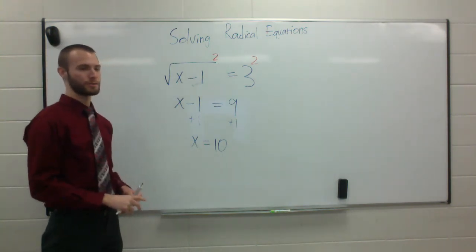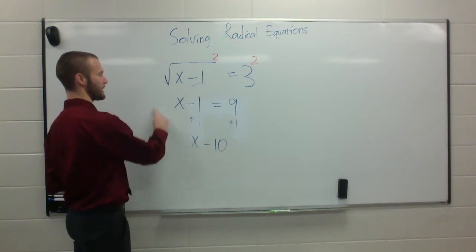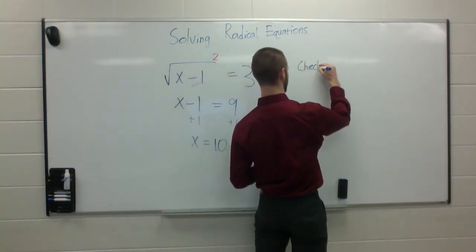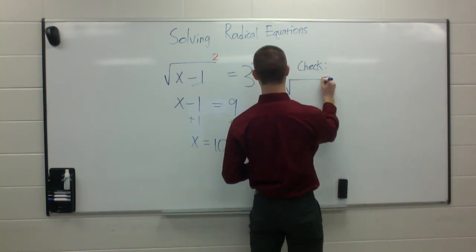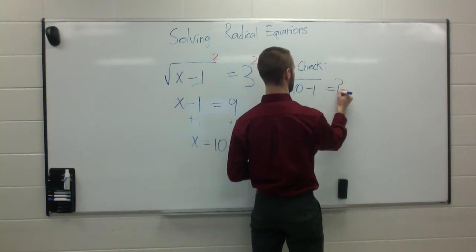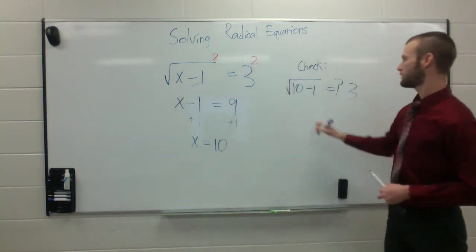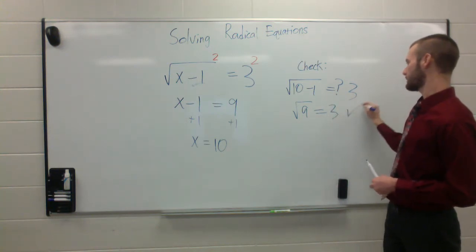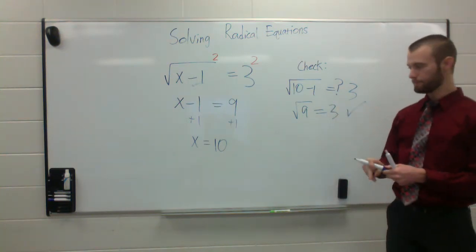With radical equations, it's really important to get in the habit of checking this answer. So I'm going to check by plugging it back in. Square root of 10 minus 1, does it equal 3? 10 minus 1 is 9, and we know the square root of 9 is 3, so that works.